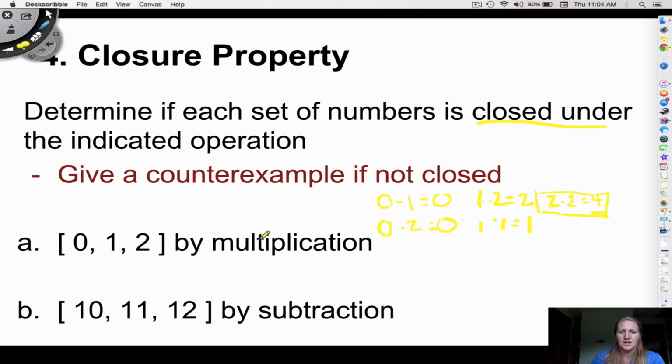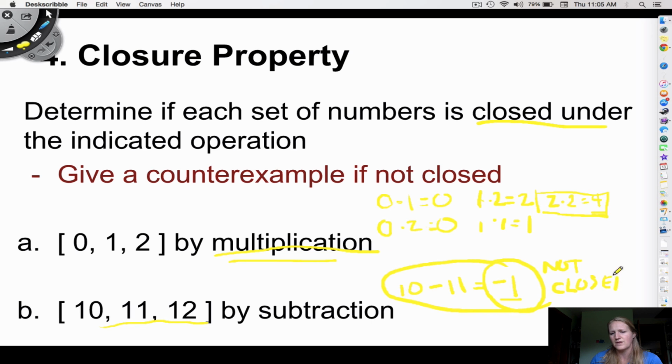So you have to look at what it says. Is it closed by addition, closed by subtraction, closed by multiplication, division, whatever it is. Here we have 10, 11, and 12. Can you show me that this is a closed operation, or is it not? And give me a counterexample. This one says by subtraction, so 10 minus 11 equals -1. Is -1 an answer that's in here? The answer is no. That is a perfect counterexample, and so you would say that it is not closed. That would be your statement, and that's how you'd prove that.